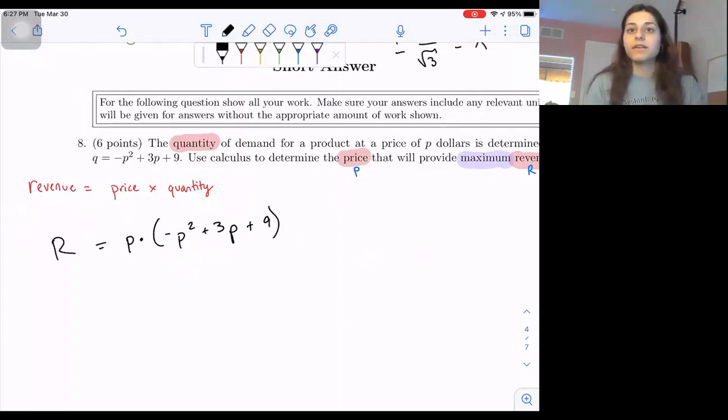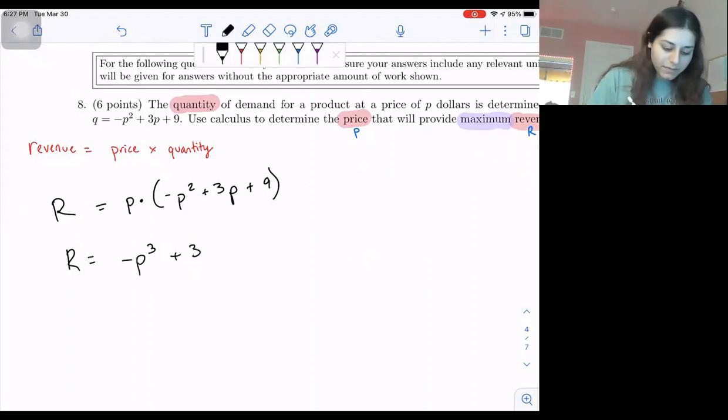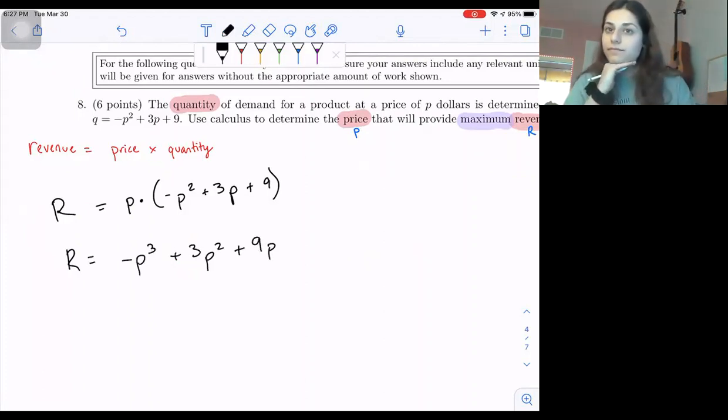And that's going to give us revenue. So I'm just going to distribute that P out. So we'll have revenue equals negative P cubed plus 3P squared plus 9P. Okay, so now, like I said, we want to find maximum revenue.